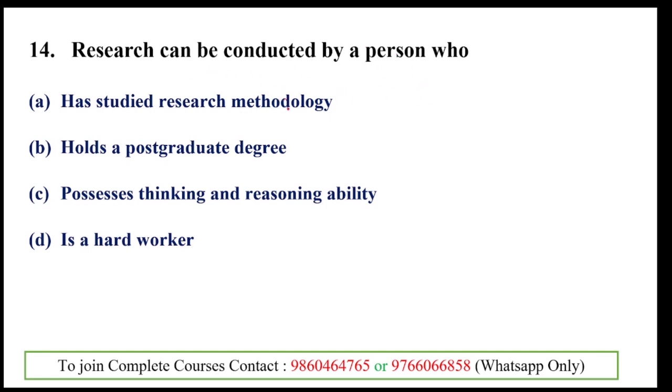So research can be conducted by a person who possesses thinking and reasoning ability. Clear? And a postgraduate degree, that's okay, that all comes under this researcher, and he also needs a postgraduate degree for research. But not only the postgraduate degree, he must possess thinking ability and also reasoning ability. Clear? Thinking ability is always important, we know, and here reasoning also comes. Clear? So option C is the right answer.